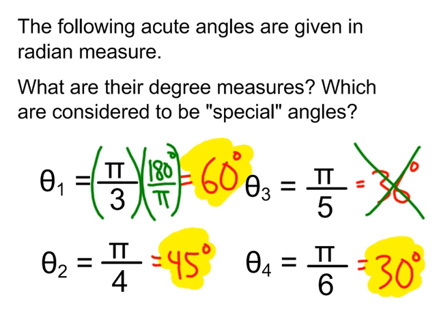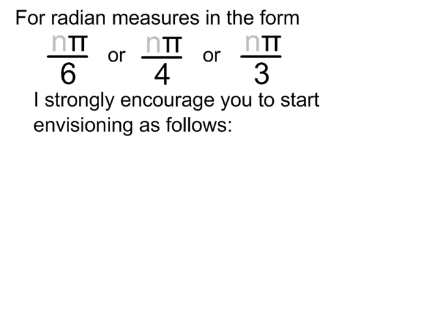Now, I said I was going to ask you to think of these angles in a different way. These angles are going to come up so often, and multiples of these angles are going to come up so often in pre-calculus as well as in calculus, that I'm going to ask for those particular angles that you think of them in a different way. So specifically, anytime you see a radian measure that is some multiple of pi over 6, some multiple of pi over 4, or some multiple of pi over 3, I ask that you start now thinking of them in a different way. Let me show you what I mean.